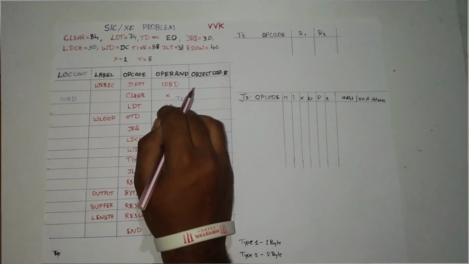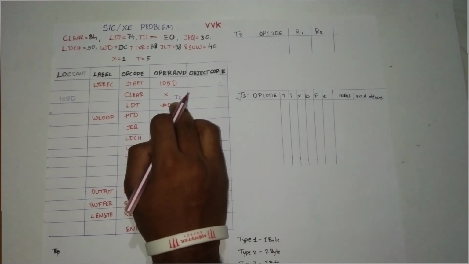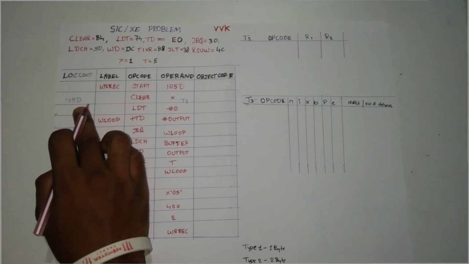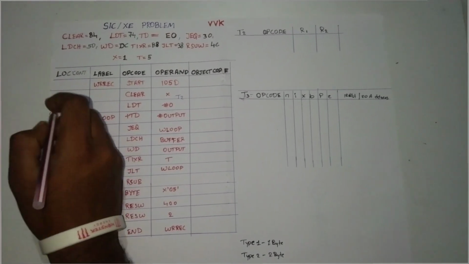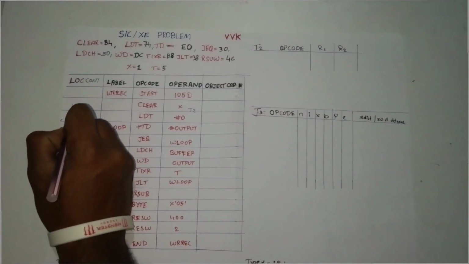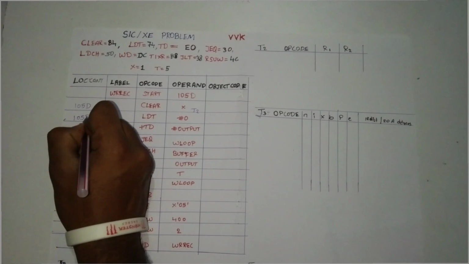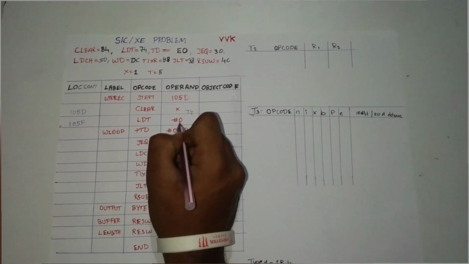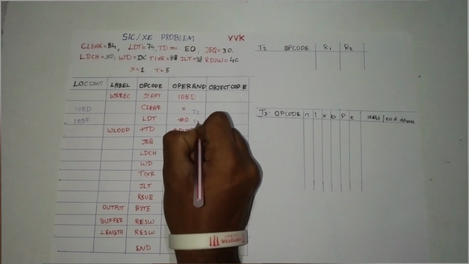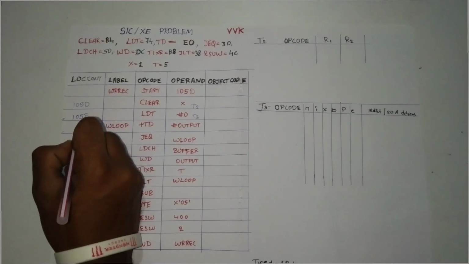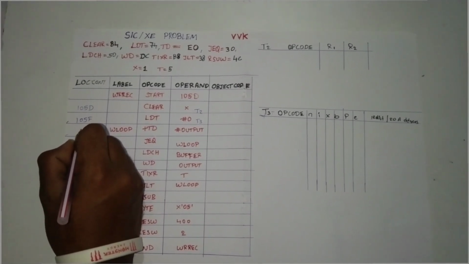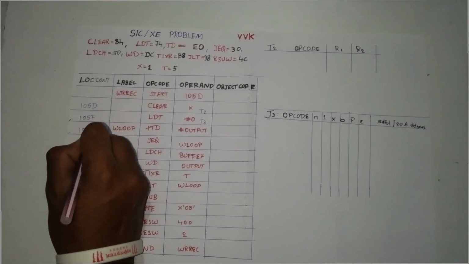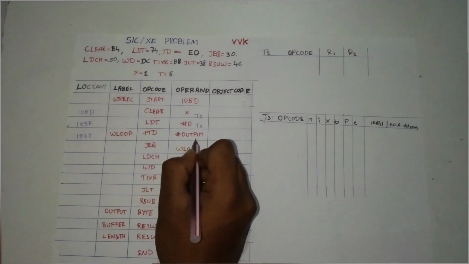Type 2 means we need to add 2 bytes of space to the previous location counter. If we add 2 to the previous location counter, it will be 105B. For the next one, it has given LDT. LDT is of type 3, so we need to add 3 bytes to the previous location counter. That will be 105D. And the next one is also type 3 only.